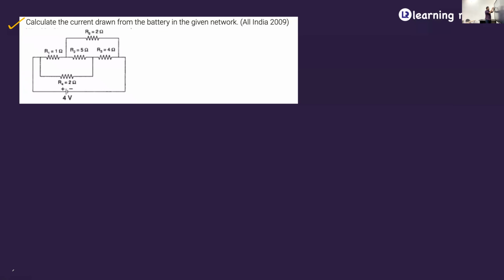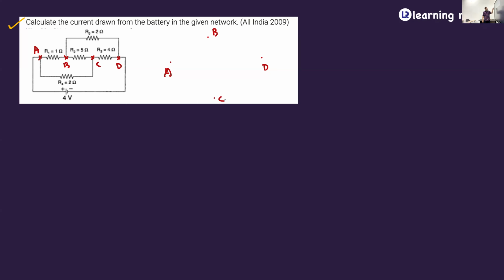So if you observe, if I take this point to be A, I'll take this as B, this as C, and this as D. Okay. So where is the external source connected? It is connected between A and D. Right. So take A here and D here. What are the points left out? B and C. So take B here and C here.